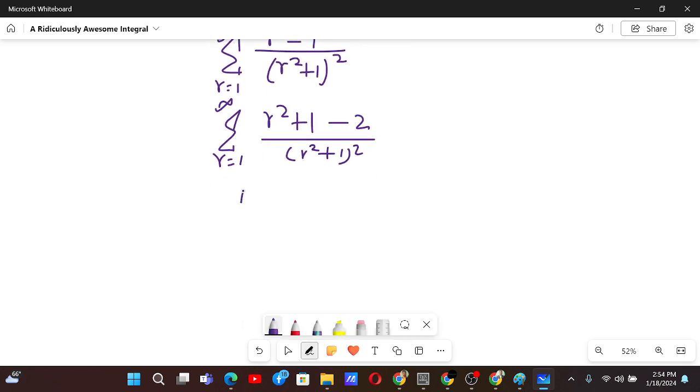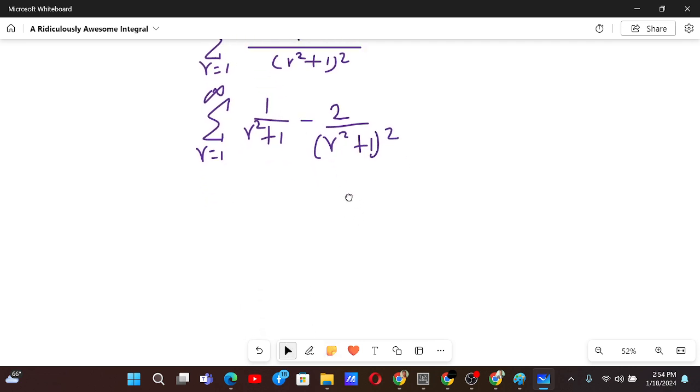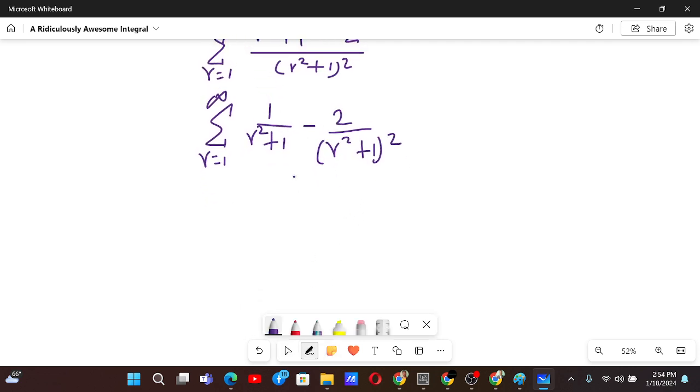And then this is the sum over r from 1 to infinity of 1 by (r square plus 1) minus 2 by (r square plus 1) whole square. Now these are some of the standard sum formulas. But before I go to the standard formulas, let me just simplify it somewhat more.